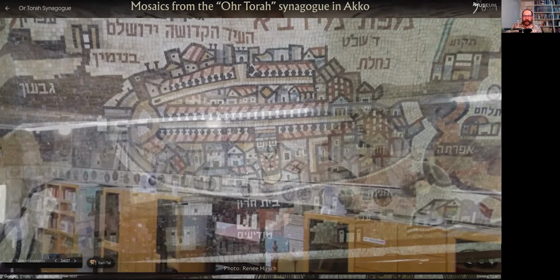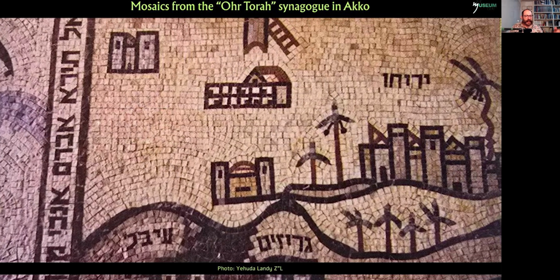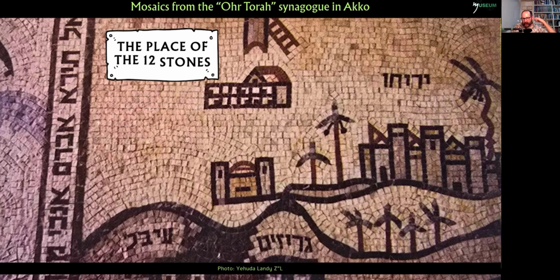Now, the map of Madaba is fragmentary, it's broken, but they reconstructed it. Here, they added the missing parts. So there's Yericho, and right next to it is this little building which has 12 white stones. And there was a note here in Greek, they didn't put it in the Hebrew, I guess it didn't fit, which said the place of the 12 stones. What is the place of the 12 stones?